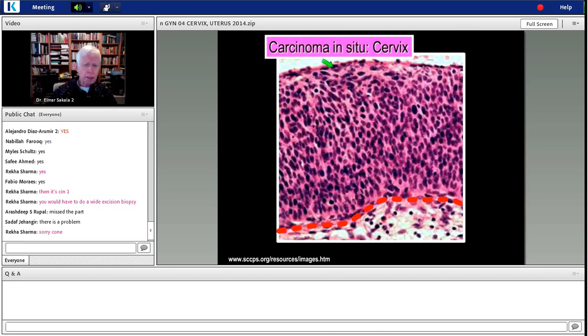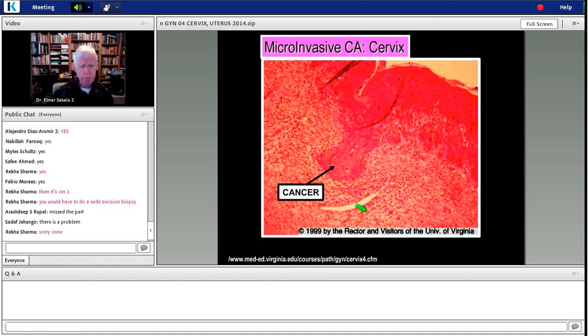Now, when you look here, here is the surface. This is epithelium. This, and I put in a red dotted line here, is the basement membrane. The basement membrane is intact. On the histology, it is important to know, is it intraepithelial or is the basement membrane broken? If it's intraepithelial, then we cannot have any metastasis because you have no lymphatics or blood vessels in the epithelium.